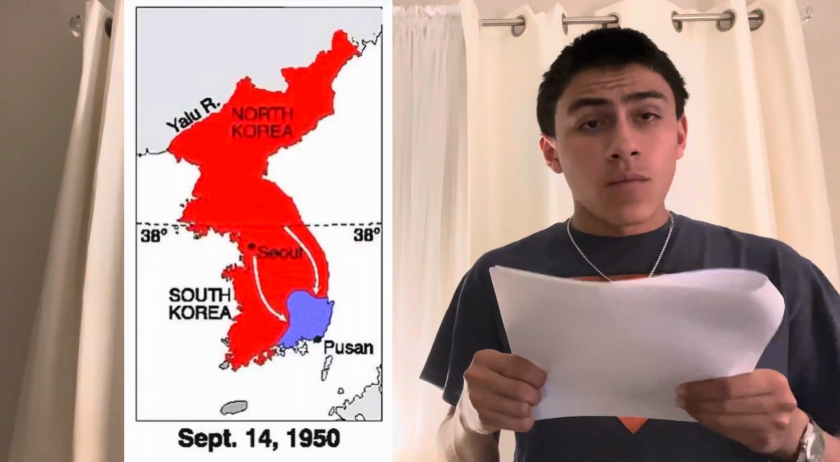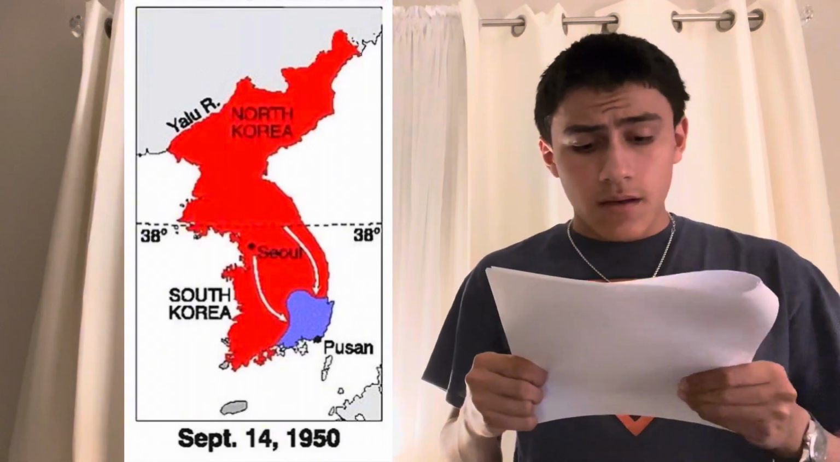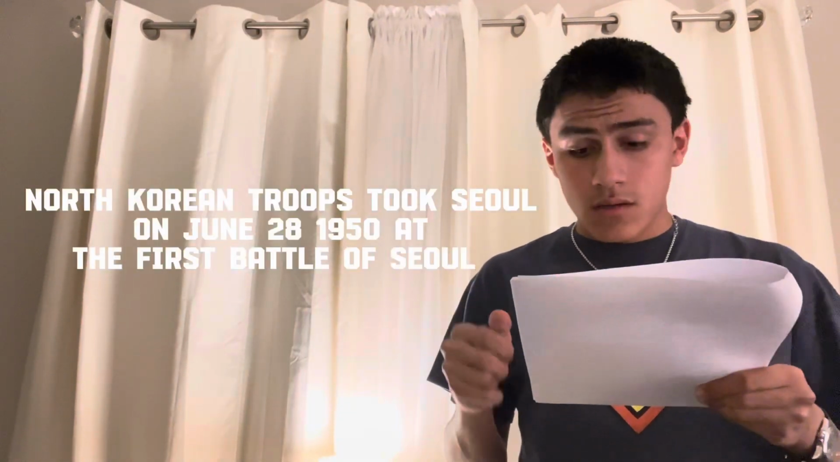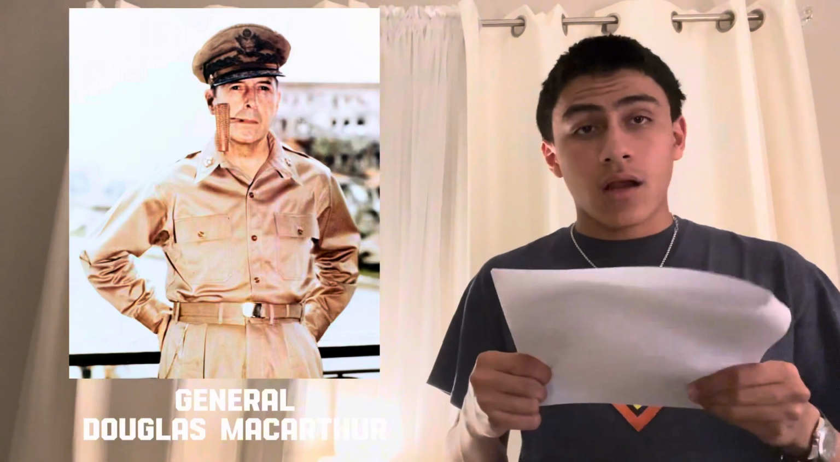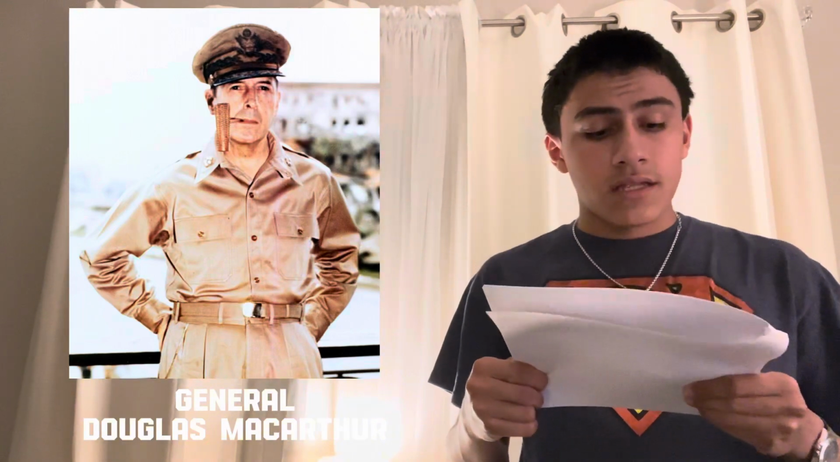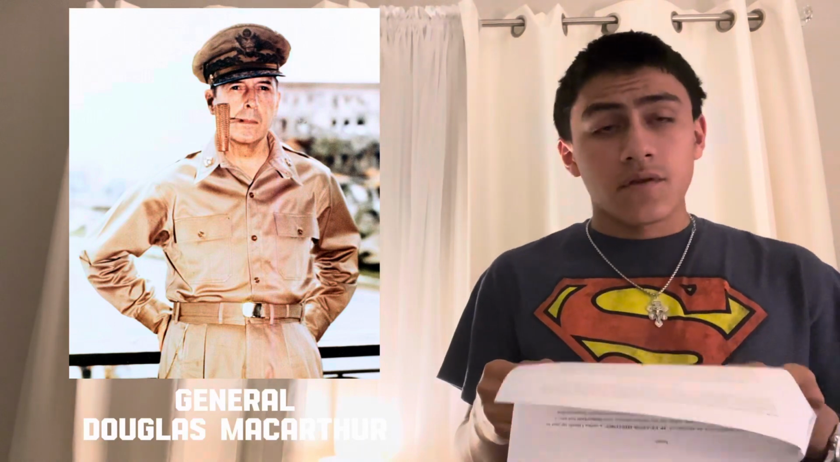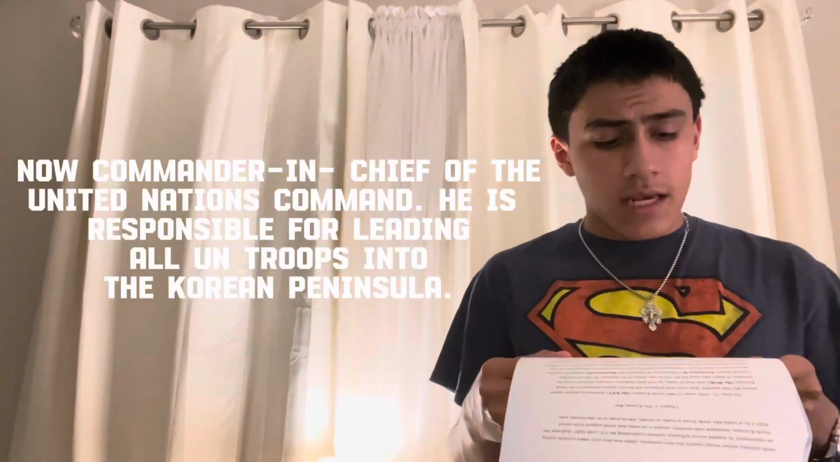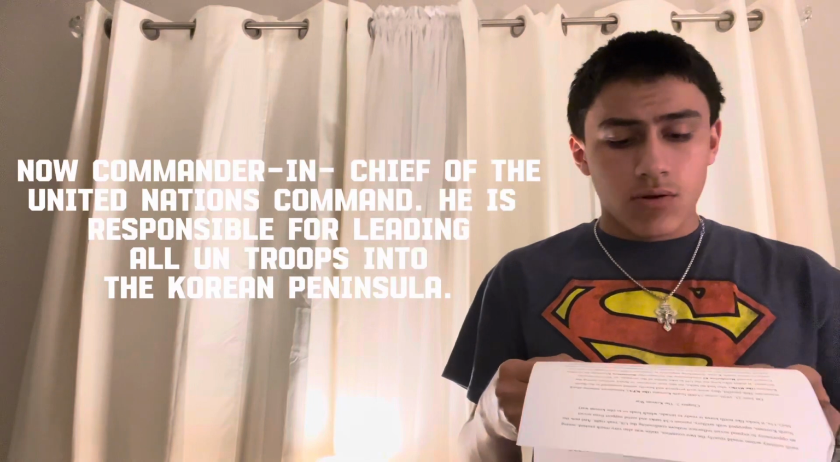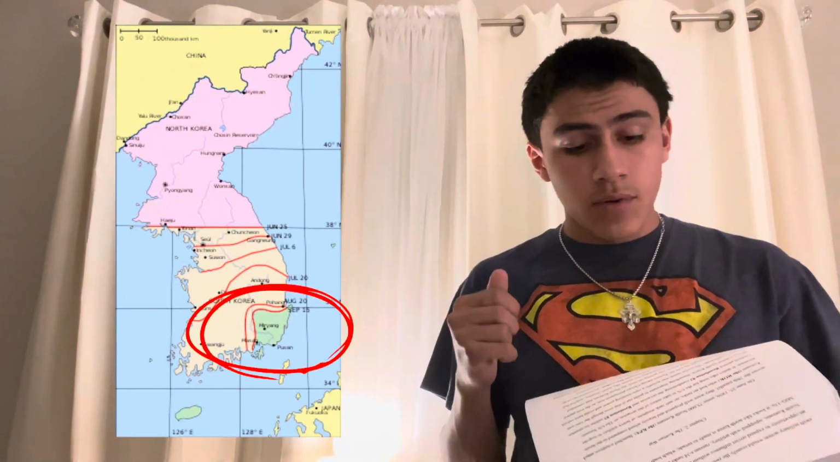North Koreans had consumed almost the entire Korean peninsula, taking major key cities like Seoul. Truman, worried, sent General MacArthur, the commander of the US forces in the Far East, to take control of the situation. He was quickly appointed Commander-in-Chief of the United Nations Command, which made him responsible for leading all of US and UN nations into Korea. The UN and South Korean forces held a stand at the Pusan perimeter, a defensive line around the city of Pusan.